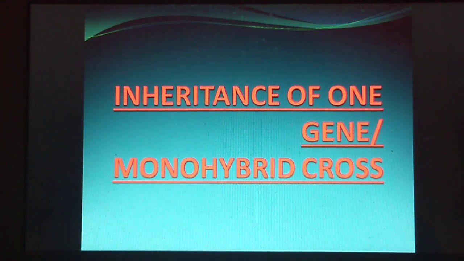Everyone. Today we'll see how Mendel used mathematical logic and statistics to carry out monohybrid cross and to understand inheritance of one gene.